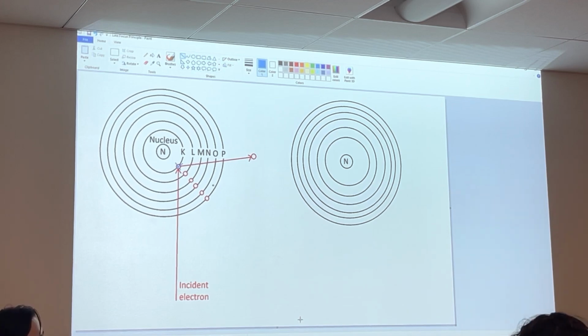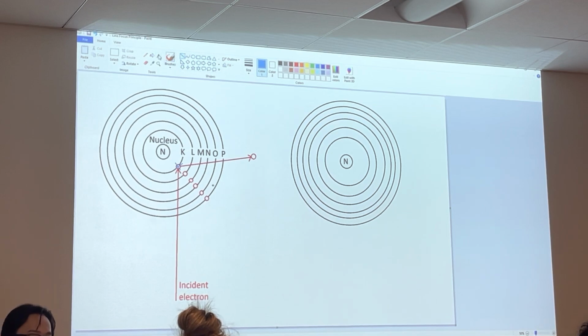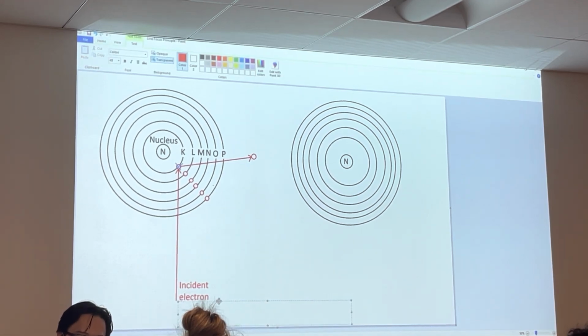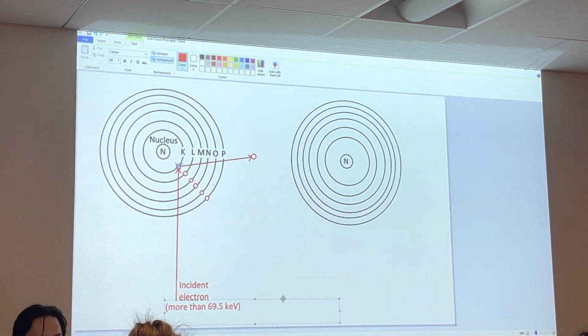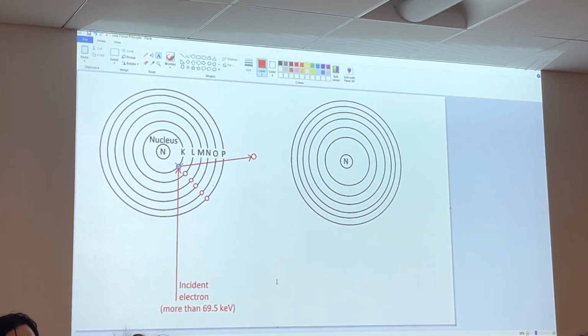Come on, you got some more. Keep 'em coming. So, how is it able to kick out the K shell electron? Because it has more energy than the K shell electron. Okay, how much energy? More than 69. Wait, what are we talking about? Characteristic. This is characteristic. More than how much? 69.5 what? keV. Very good.